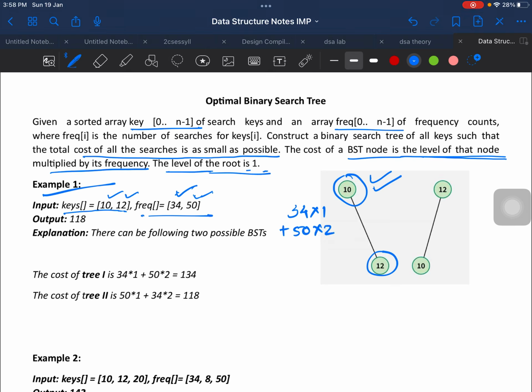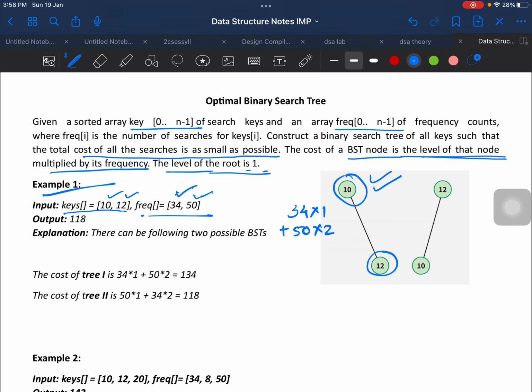So let's calculate guys whatever the value we are getting here. 34 into 1 that is 34 and 50 into 2 that is 100. So 100 plus 34 that is 134. So the cost of this tree is 134. Now guys, let us assume that the key elements are 12, 10. Now we are considering the sequence 12, 10.